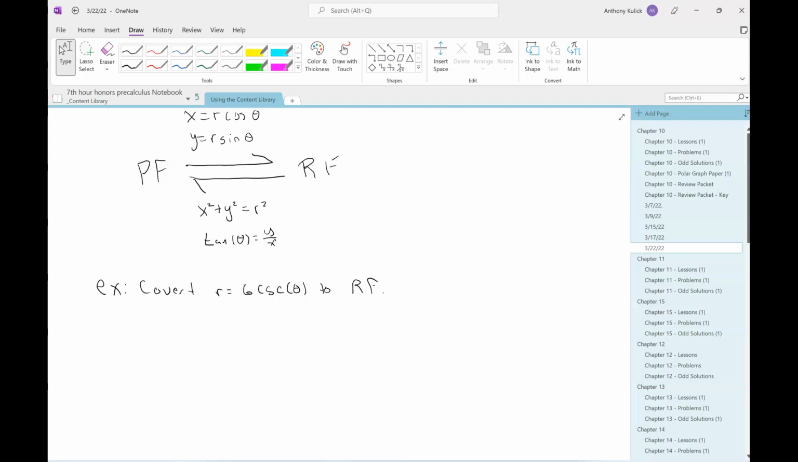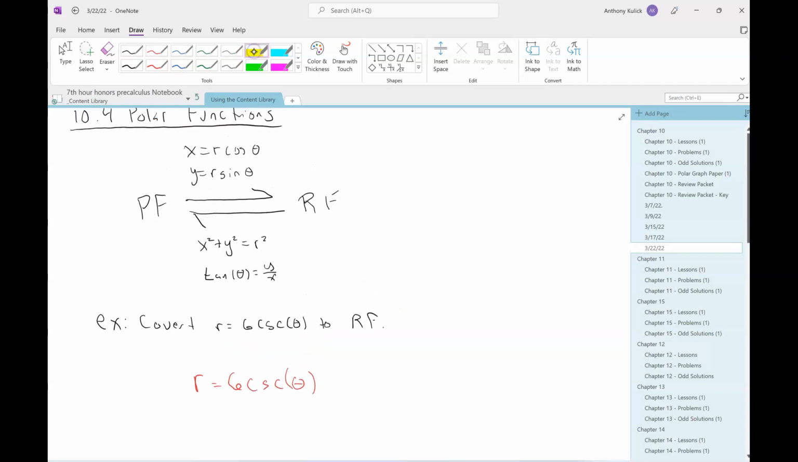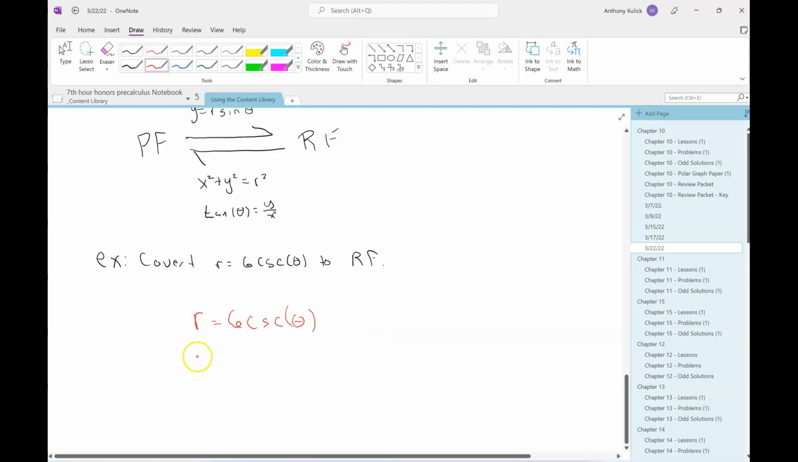Okay. So to convert this into rectangular functions, we have to get rid of the r's and thetas and replace them with x's and y's, right? Does that feel good? Okay. So to do this, the first thing I would notice is that to get x's and y's, I use sine and cosine, right? So I would first start by rewriting cosecant in terms of sines and cosines.